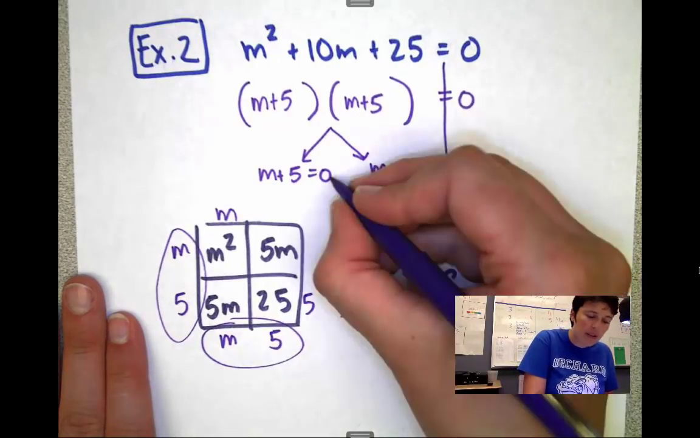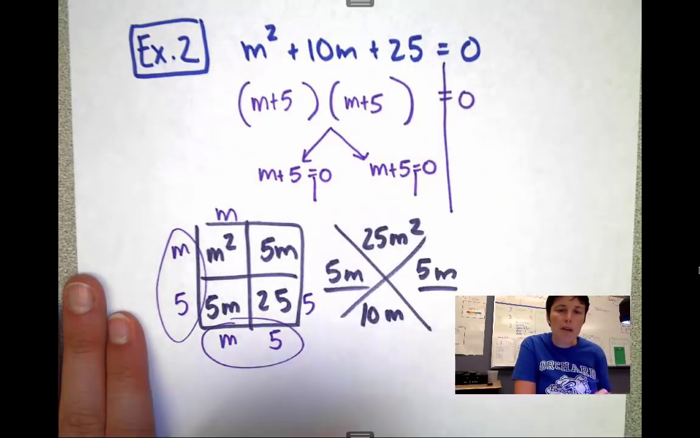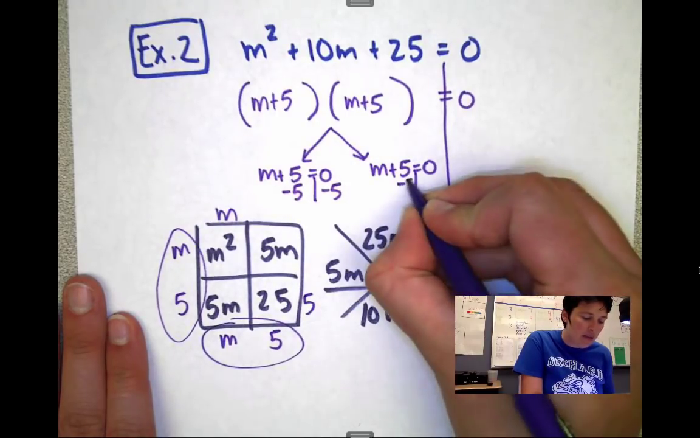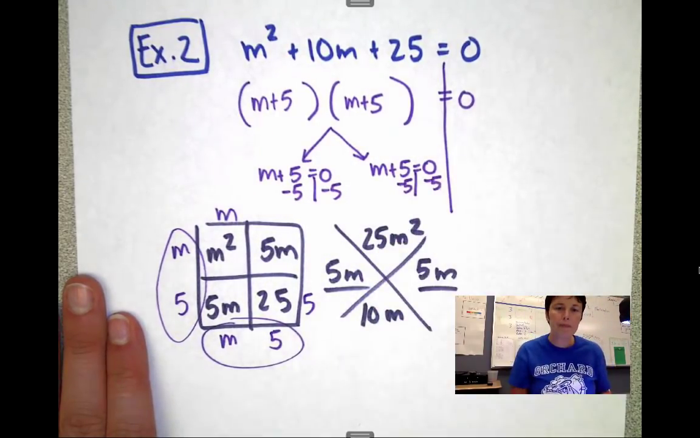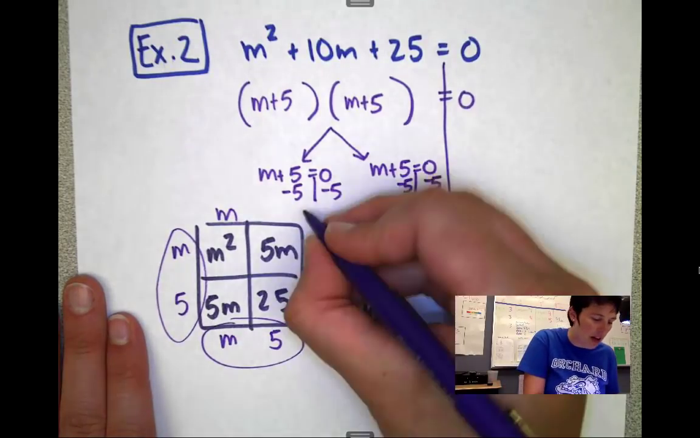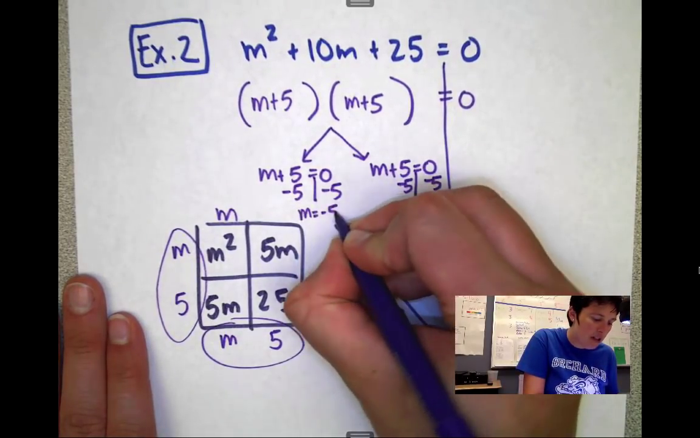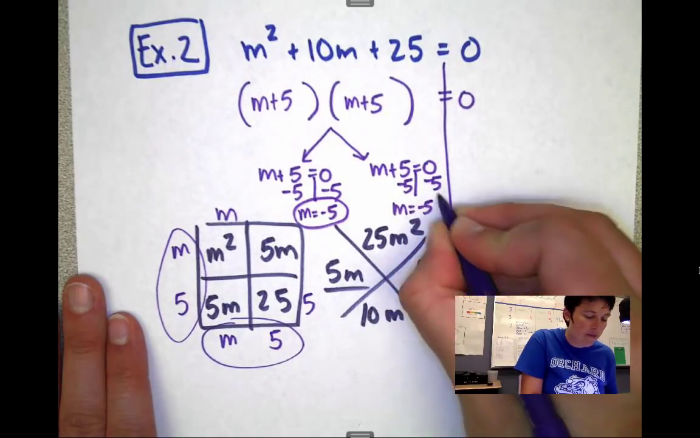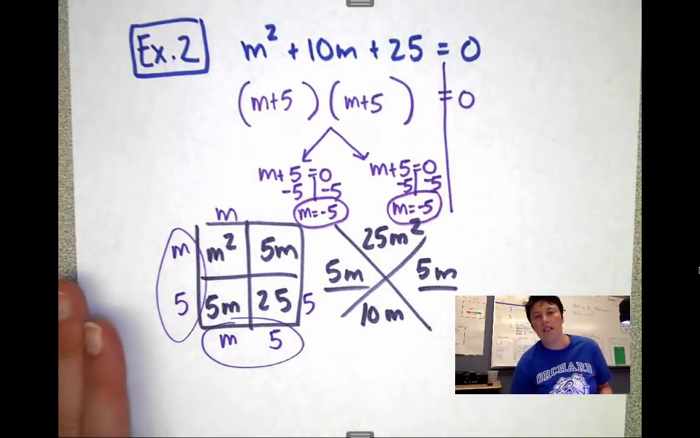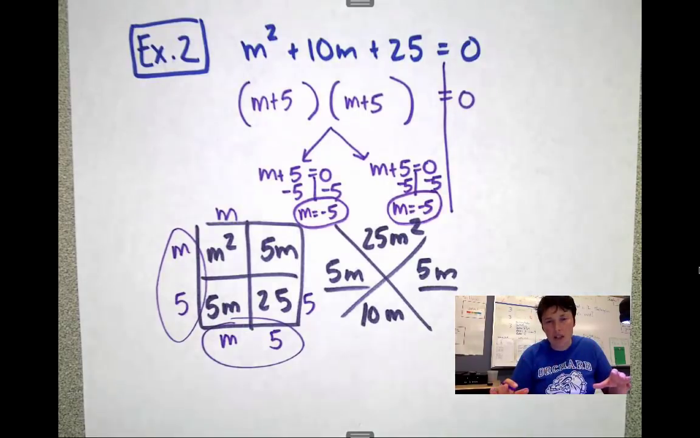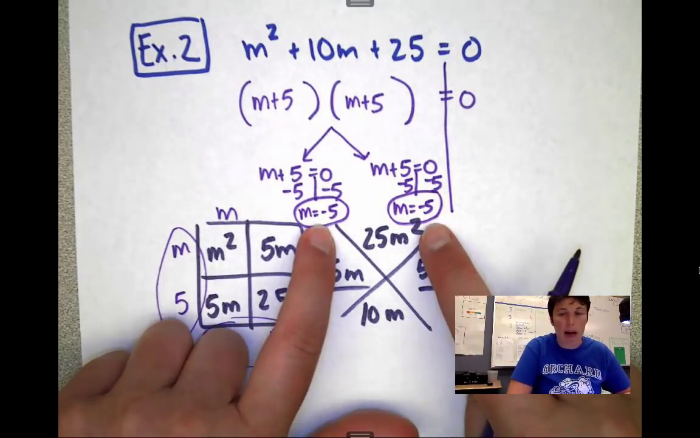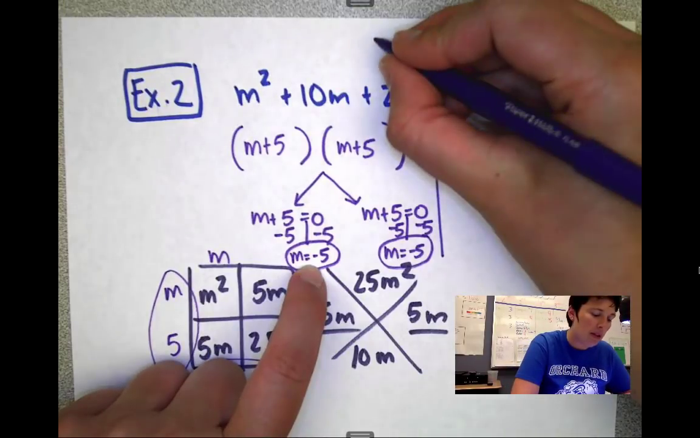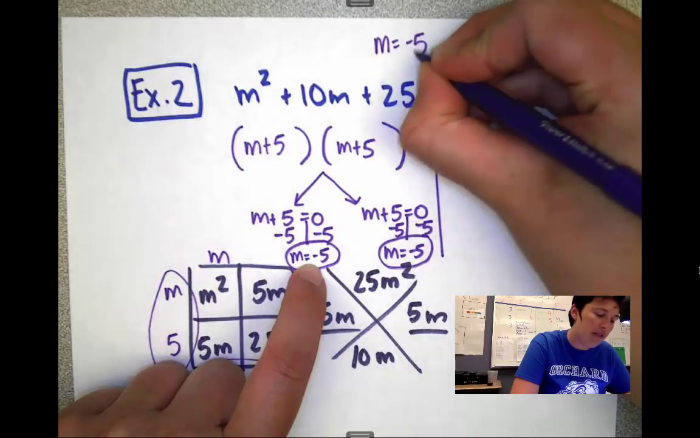Real quickly, if I was to solve this, little lines down the middle, I'm going to be taking the 5 away from both sides. It's going to be the same process on each problem. And I'm going to end up with the same solution. M is equal to negative 5. And then over here, the exact same answer. M is equal to negative 5. So in this case, even though I broke it down into 2 answers, since the 2 answers are matching and identical, there's really only one solution. The solution to this problem is m is equal to negative 5.